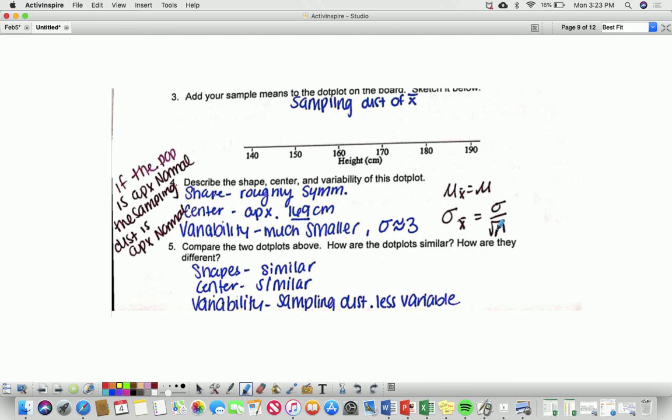Looking at the two dot plots, shapes and center are similar. Sampling distribution is less variable. The reason for that is we're not looking at individual data points. We're looking at averages of smaller samples. So it should be closer because it's the average of a bunch of them together.